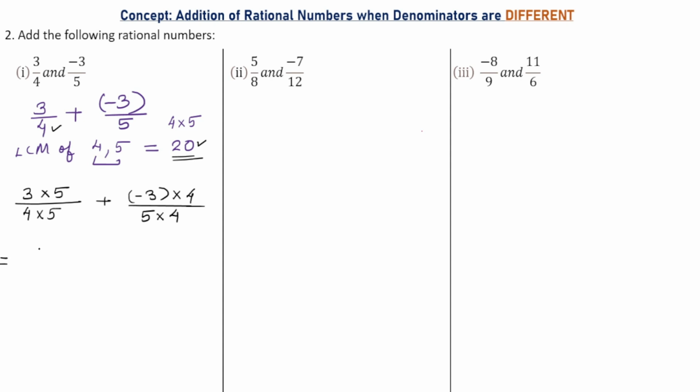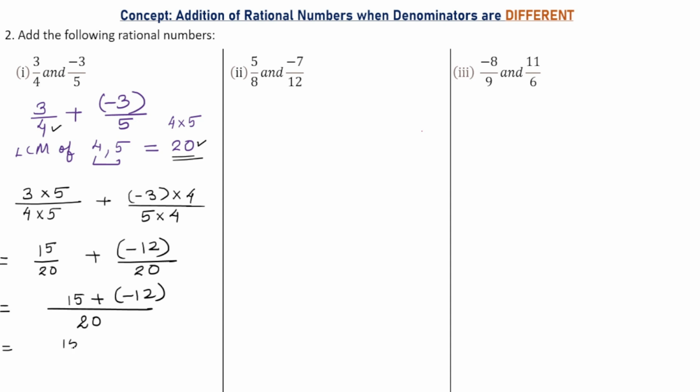In the next step, you get here 15 by 20 plus minus 12 by 20. Now the denominators are same. Their LCM is going to be 20. And let us now add the numerators. So you get here 15 plus minus is minus 12 by 20, or you can simply write your answer as 3 by 20. Let us solve the next question.